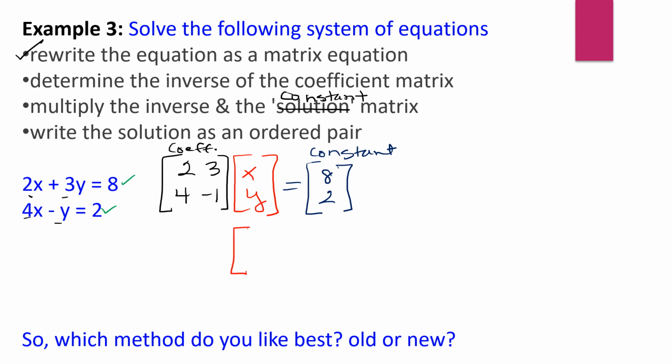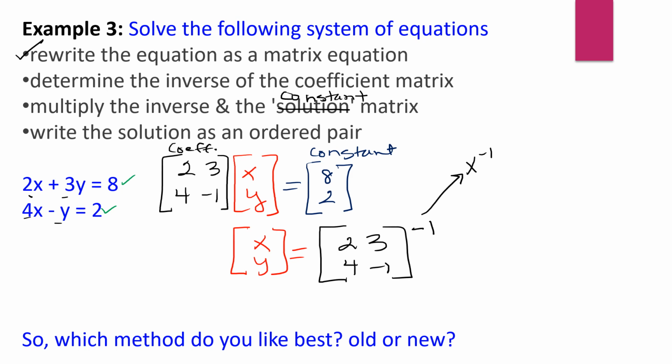So I'm going to get the xy by itself by taking my coefficient matrix, 2, 3, 4, negative 1, determining its inverse. Remember, that is the x to the negative 1 button on your graphing calculator. It will do all the work for you guys. I know we just did it by hand, but it will work if you do this as well. And then after I've gotten the inverse of that first matrix, you can call it matrix A, you then multiply it by the constant matrix, which you could call matrix B.